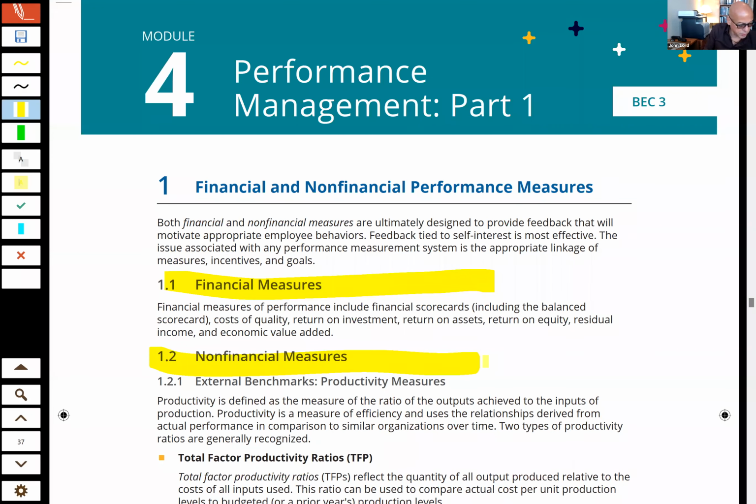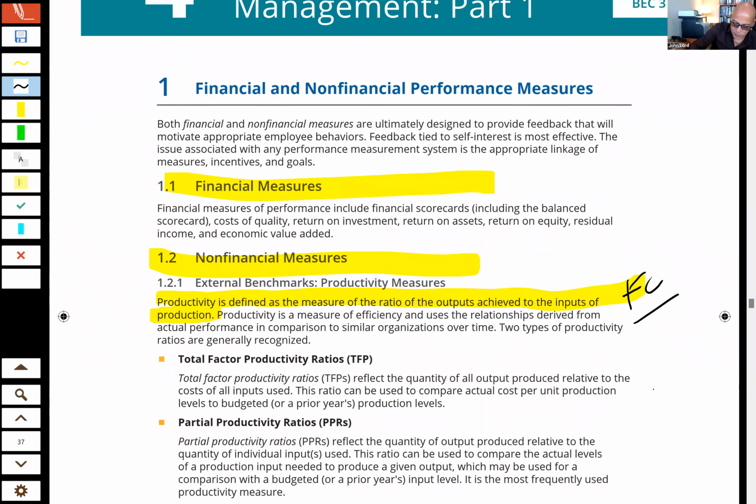Okay, and we start with this notion of productivity, and it's defined as the measure of the ratio of output achieved to the inputs of production. Okay, so this could be measured using pounds, that sort of thing is going to be how we will look at our measure of our productivity. Okay, now productivity is a measure that is derived from the actual performance compared to other organizations over time. So we don't want to be the most inefficient company out there, and so we might compare our productivity to other entities.